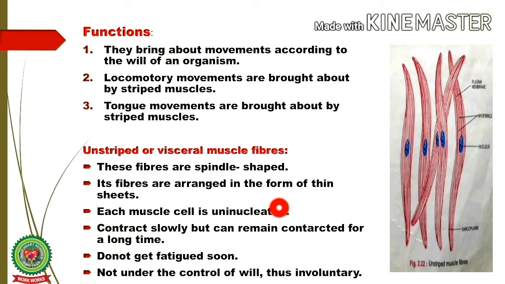So you can say these are not under the control of our will. They are bounded from outside by simple plasma membrane. Here you can see simple plasma membrane is present. Myofibrils in this muscle fibers do not show any light and dark bands. That is why they are smooth-walled or unstriped muscle fibers.